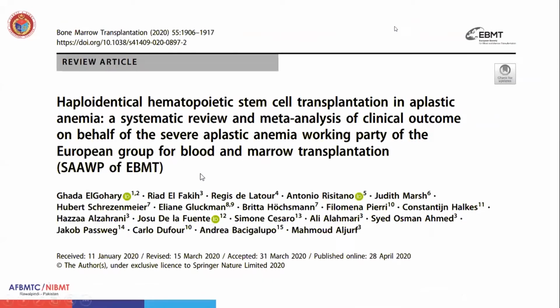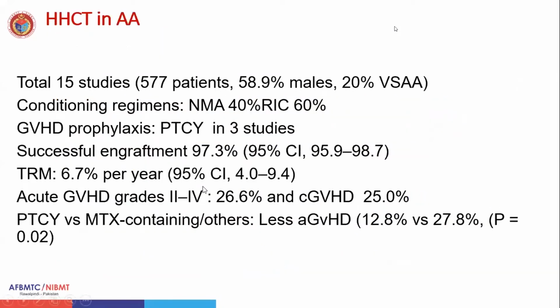This is a systematic review and meta-analysis of clinical outcomes, and this has been done on behalf of the Severe Aplastic Anemia Working Party. Again, a registry study from the EBMT published last year in Bone Marrow Transplantation, and they looked at a total of 15 studies with 577 patients with a variety of conditioning regimens. GVHD prophylaxis was PT-Cy in 3 studies only, but the results are quite good here, with successful engraftment in 97% of patients. Graft versus host disease, acute grades 2 to 4, was seen in a quarter of the patients, and chronic graft versus host disease again in a quarter of patients.